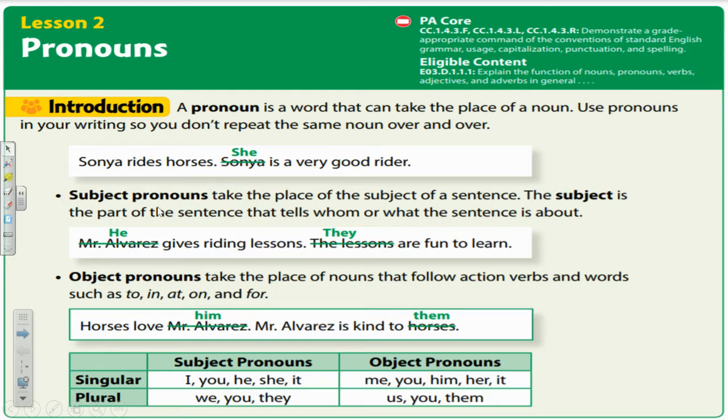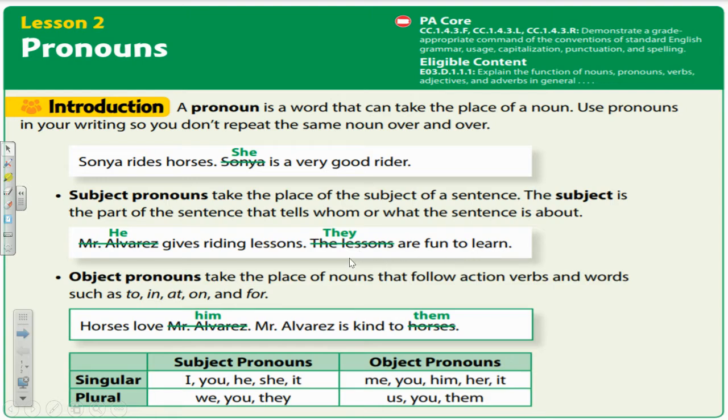One is subject pronouns. Subject pronouns take the place of the subject of a sentence, which we've also talked about this year. Remember, the subject is the part of the sentence that tells whom or what the sentence is about. Let's look at these examples here. Mr. Alvarez gives riding lessons. Notice the subject of this sentence is who? Mr. Alvarez. Instead of writing his name, you can use a subject pronoun, he, to replace it. He gives riding lessons.